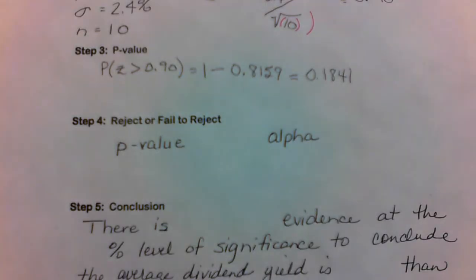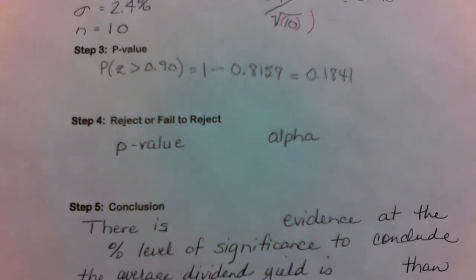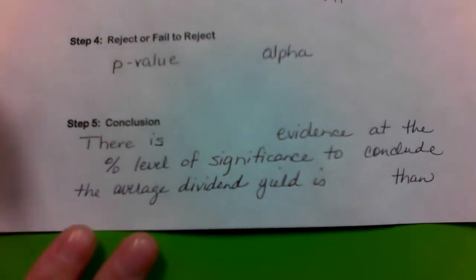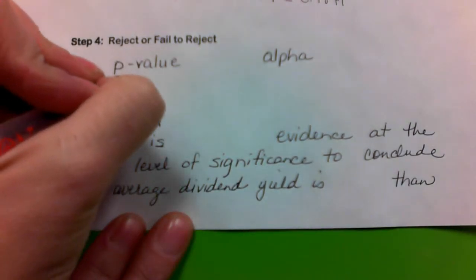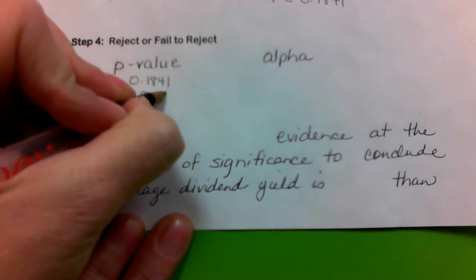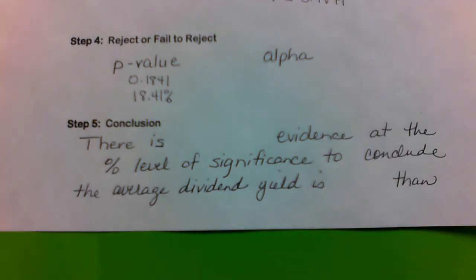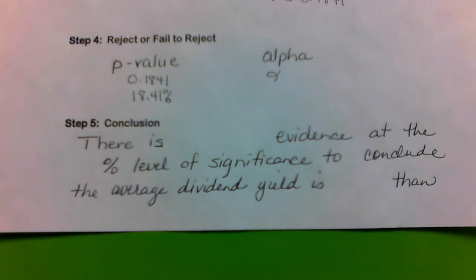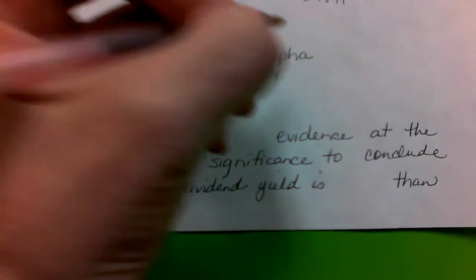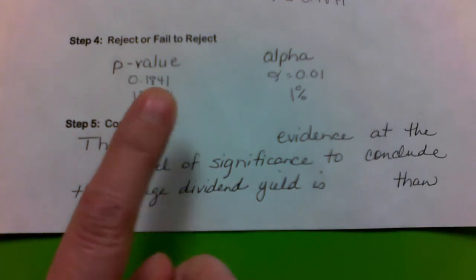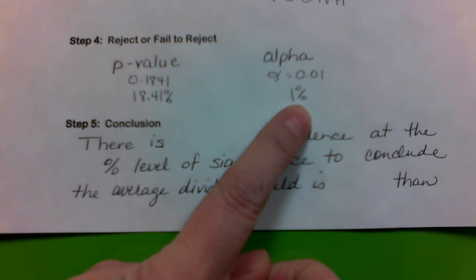Now, what we've just calculated is the probability that we will make a type 1 error. So in step 4, we're going to compare the probability that we will make an error, which is 0.1841, or 18.41% of the time an error will be made, and we're going to compare that to alpha. Now, if you look in your book at the very end of problem number 19, it says use alpha of 0.01. Well, that's the same thing as 1%. So this is how often an error will be made. This is how often we're willing to make an error.